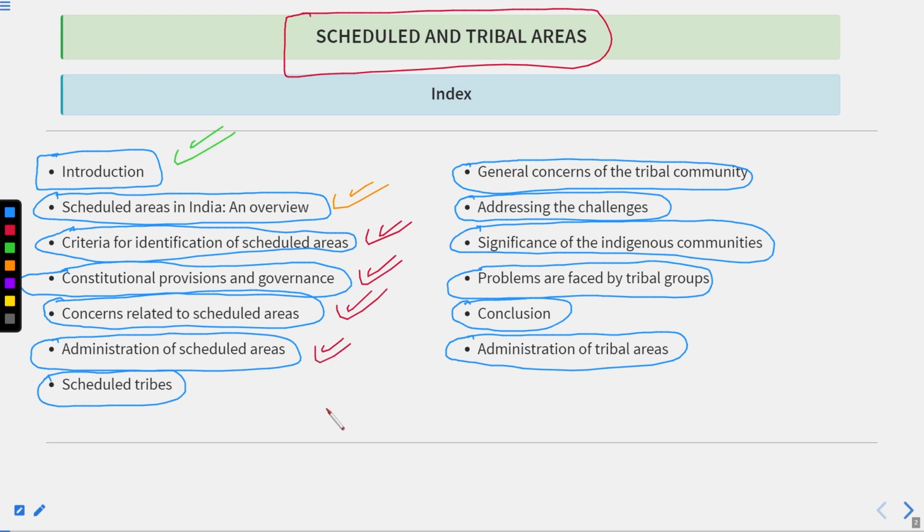Administration of schedule areas, the scheduled tribes, general concerns of the tribal community, addressing the challenges, significance of the indigenous communities, problems faced by tribal groups, conclusion, and the administration of tribal areas, we haven't started any of these. So this is the picture that we have created so far altogether.